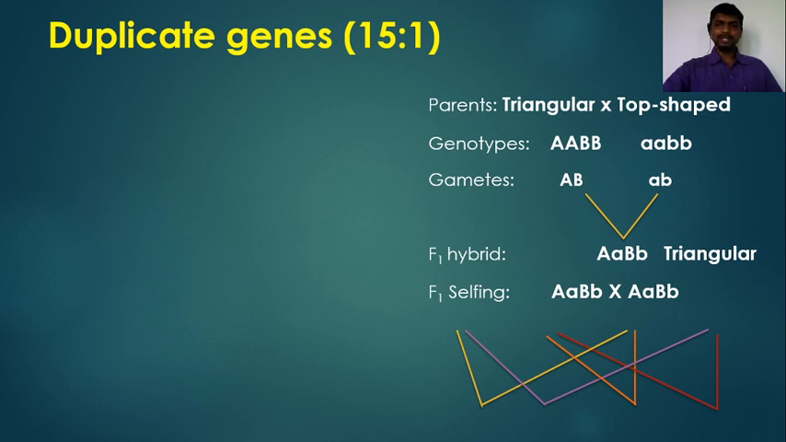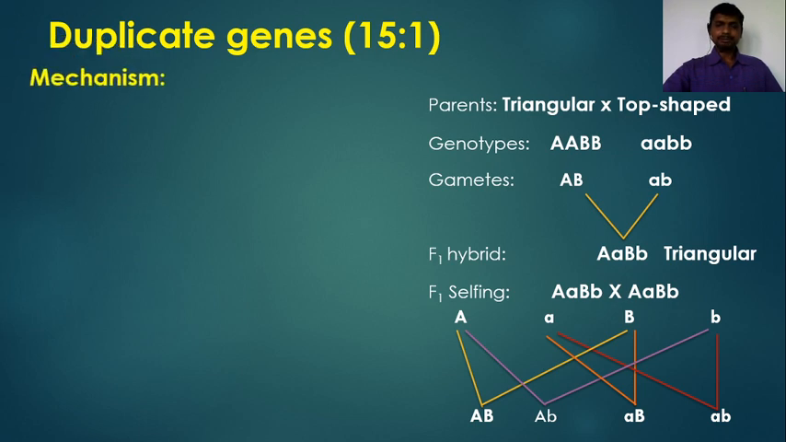Now when these F1 individuals are selfed, that is, capital A small a, capital B small b is crossed with capital A small a, capital B small b, the gametes produced are capital AB, capital A small b, small a capital B, and small a small b.